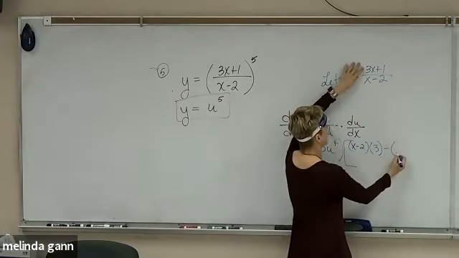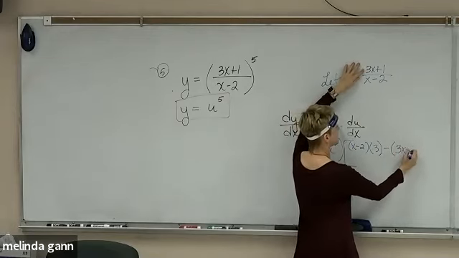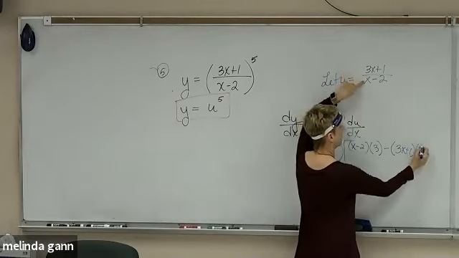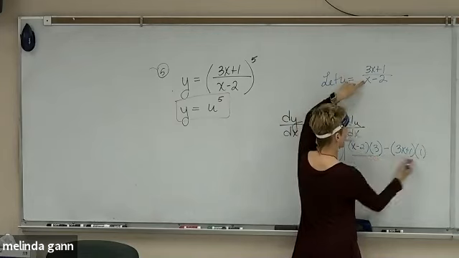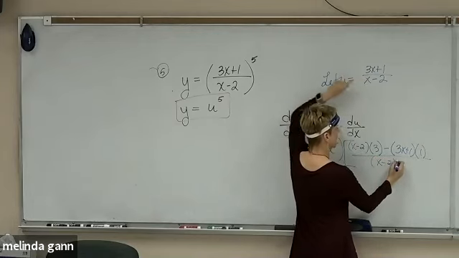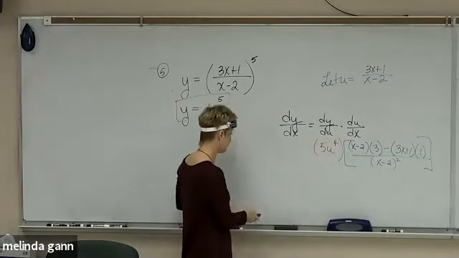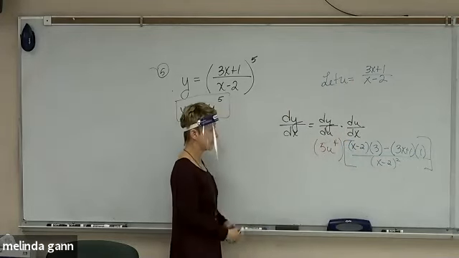Minus. Then I copy down that top, 3x plus 1. All right, what's the derivative of that bottom? 1. And the whole thing is over the bottom what? Square. Everybody okay?